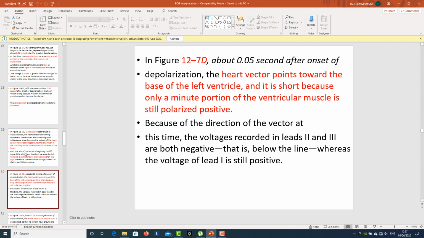Again, after this much time from the onset of depolarization, the heart vector points towards the base of the left ventricle and is shortened because only a minute portion of ventricular muscle is still polarized positive. Because of the direction of the vector at this time, the voltages recorded in lead 2 and 3 are both negative, that is, below the line, whereas the voltage of lead 1 is still positive.